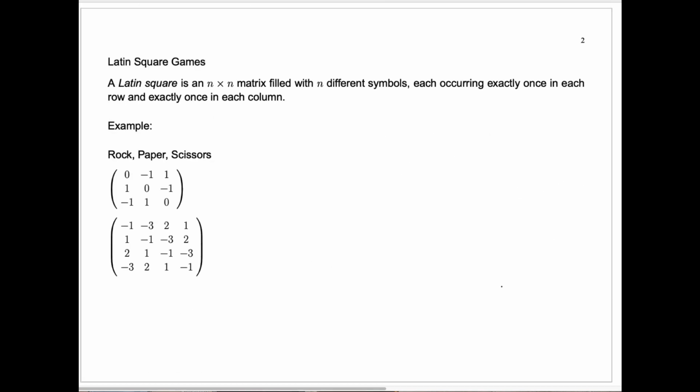Here are some examples where things are very simple. They're just kind of fun examples. They're not general by any means. It's only lucky if such a thing comes up. We're going to talk about Latin square games.